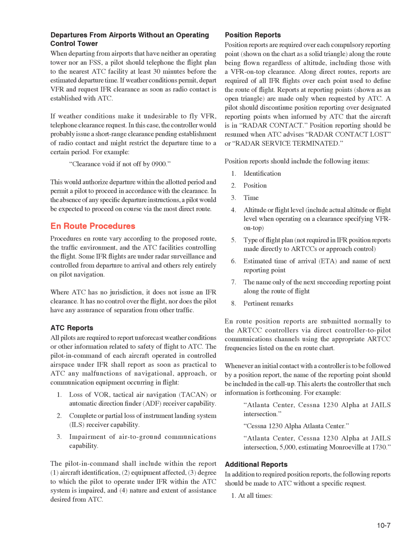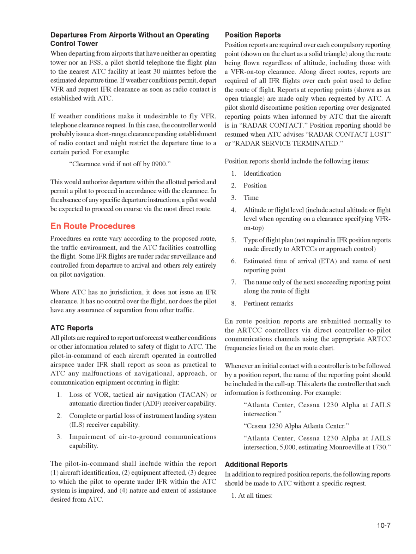For example, "Atlanta Center, Cessna 1230 Alpha at Jails Intersection." "Cessna 1230 Alpha, Atlanta Center." "Atlanta Center, Cessna 1230 Alpha at Jails Intersection, 5000, estimating Monroeville at 1730."